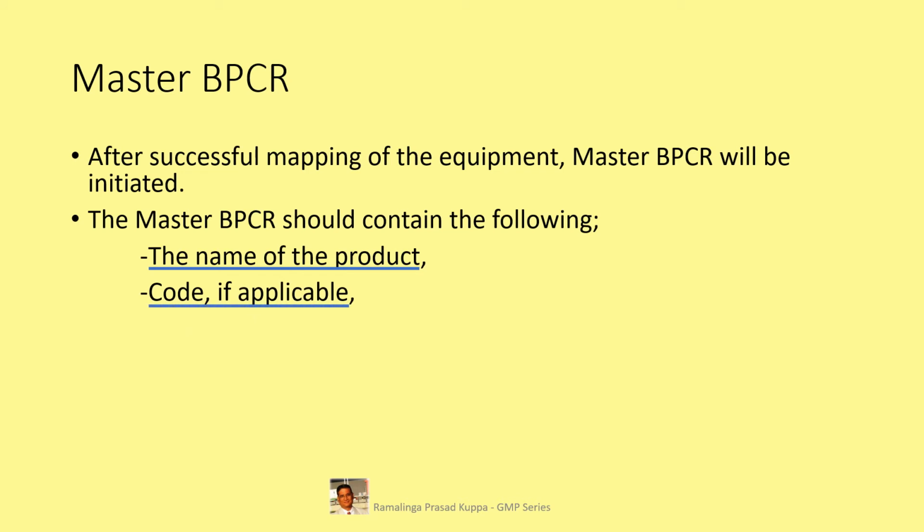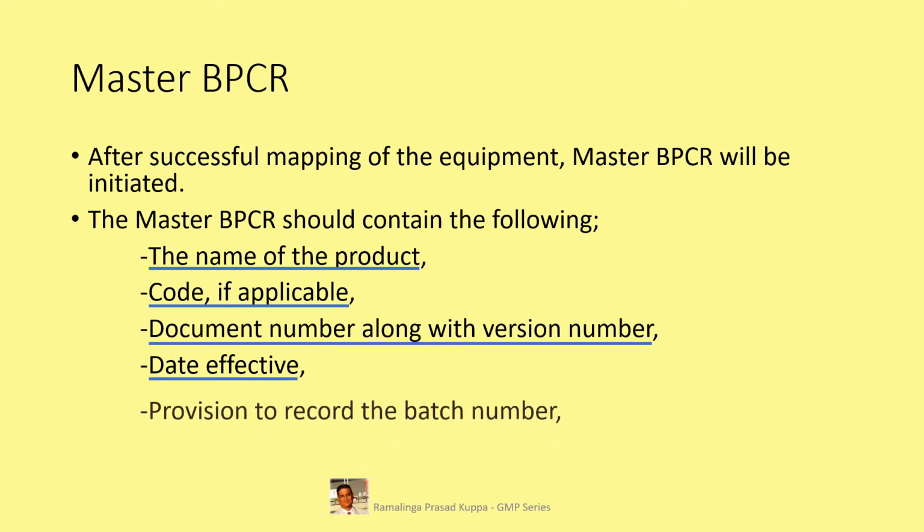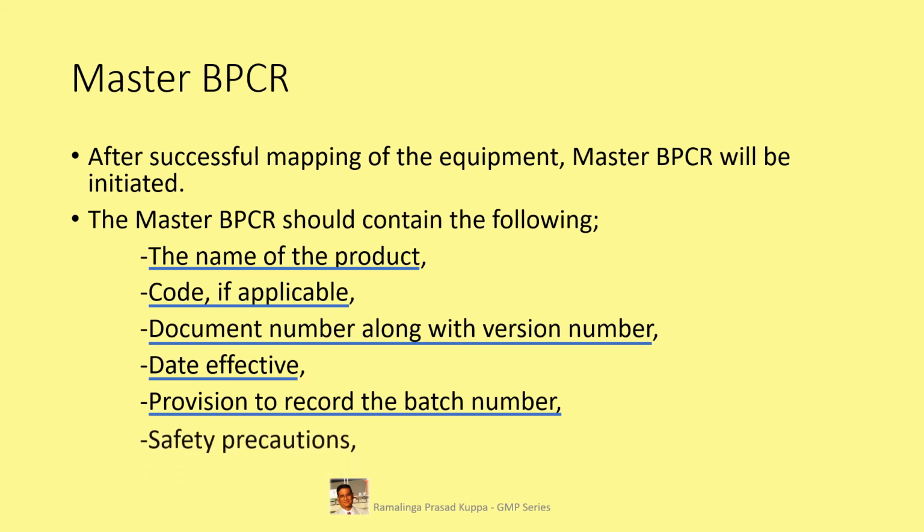So in this you have to give the code, document number along with version number. Document number along with version number is important to check whether or not the document is the current version. Date effective, provision to record the batch number. There should be a clear space to record the batch number, and any safety precautions that are required for the operator to follow on the shop floor.